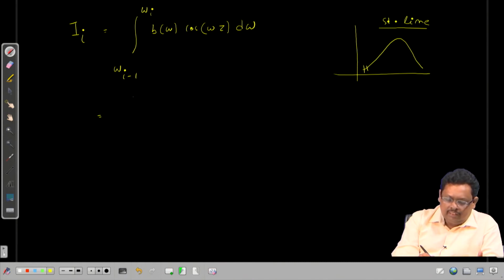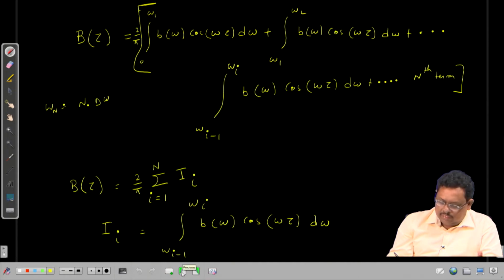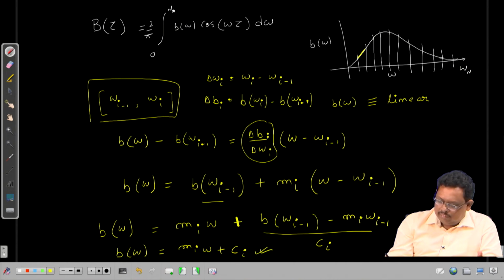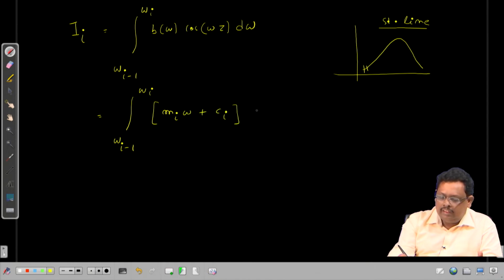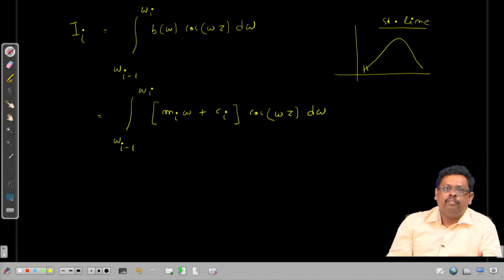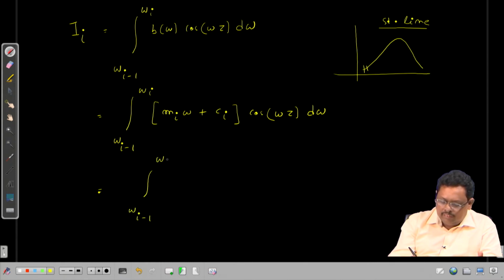So, now here what we need to do is, from omega_{i-1} to omega_i, I check the expression for my b(omega). Let me use this expression: m_i into omega plus C_i, and then cos(omega tau) d omega. Now you see the things are very trivial. So we have two intervals, one is omega_{i-1} to omega_i.